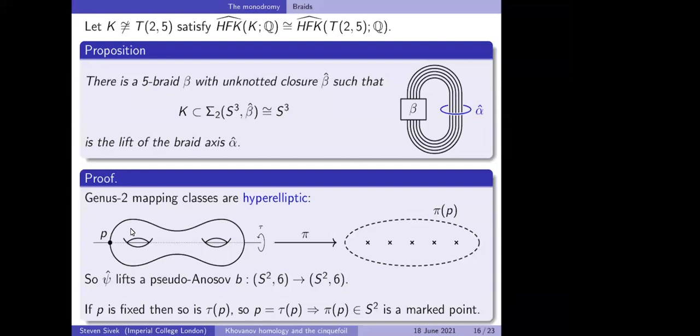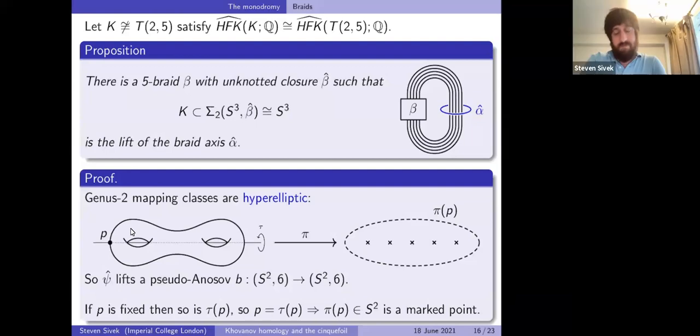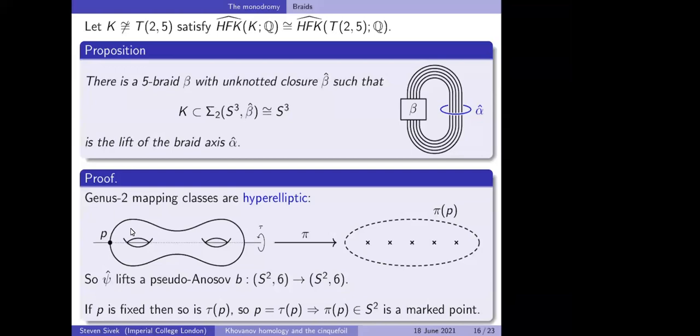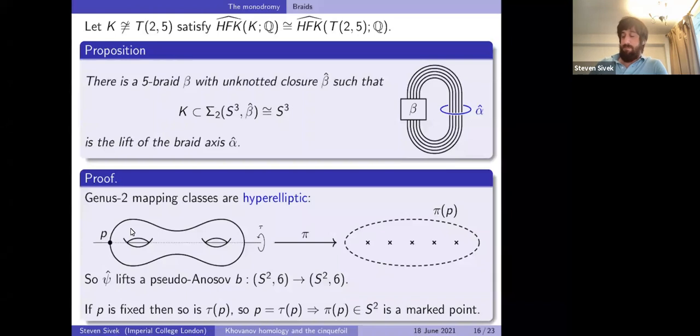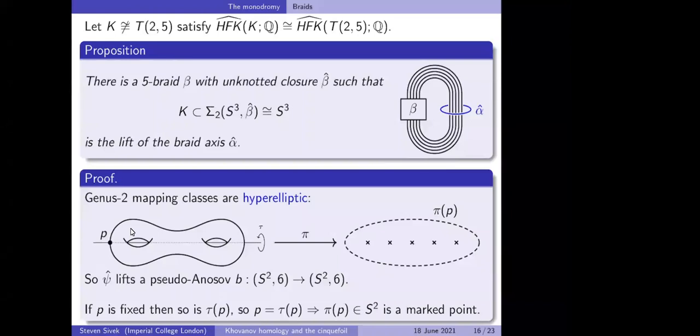Maybe can I rephrase what you're saying? Yeah. So when we fill in the puncture, we have a map of a closed genus 2 surface. We know the closed genus 2 mapping class group is hyperelliptic. Everything commutes with the involution. The fact that there's only one fixed point is what tells us that actually the map on the original surface with boundary commutes with the hyperelliptic involution. And so it branched double covers this 5 braid. So that's the key. I see. Okay, thank you.